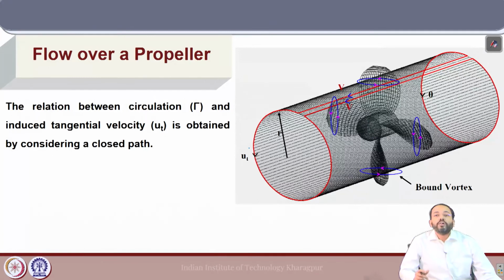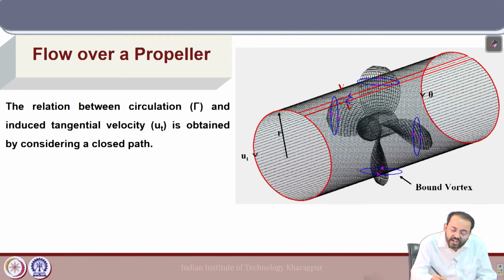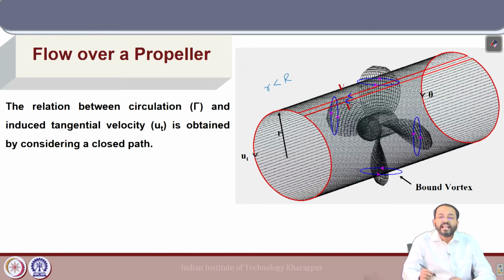Okay. Now, let us try to understand the relation between the circulation and the induced velocity for a propeller blade, because the induced velocities impact the resultant velocity distribution on the propeller blade and finally the thrust, torque and efficiency of the propeller. Okay. So, in this case we have taken a cylindrical domain around the propeller blade of a radius r, small r, which is less than the propeller radius, capital R. Okay. So, in that case this cylinder intersects all the propeller blades at a radius r, right.